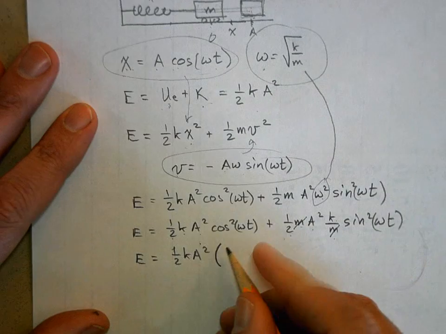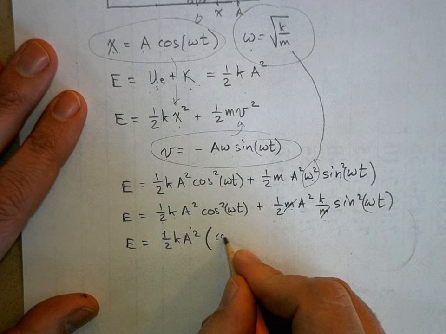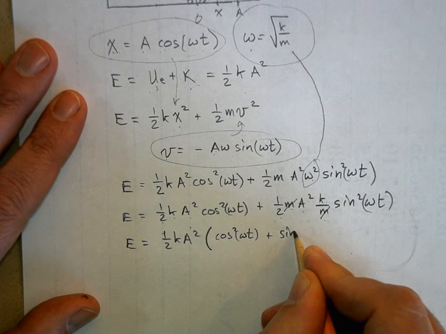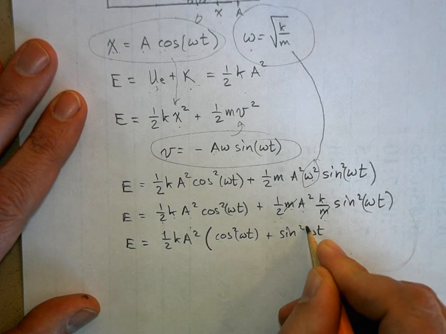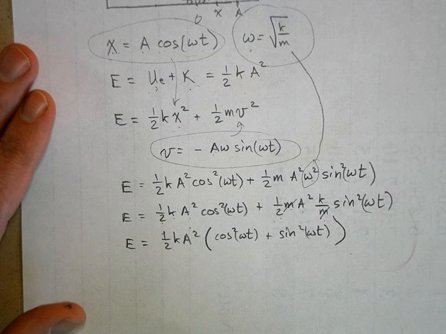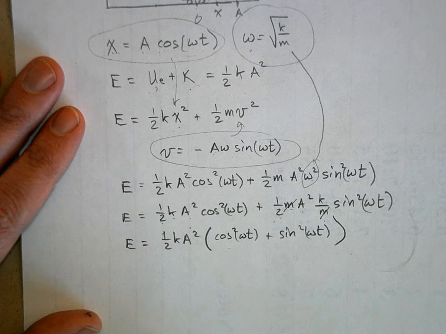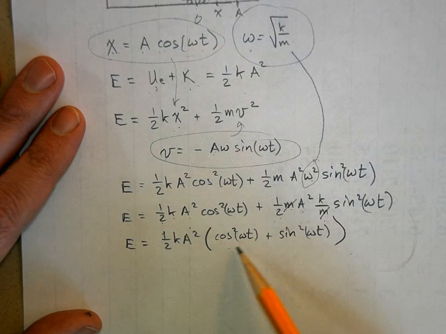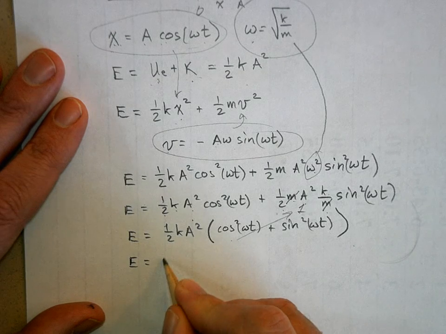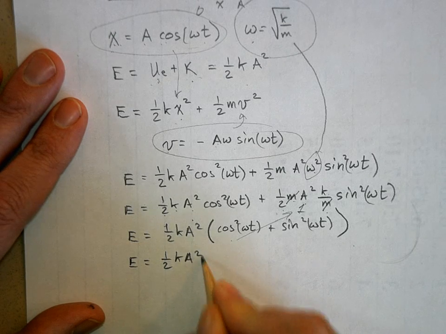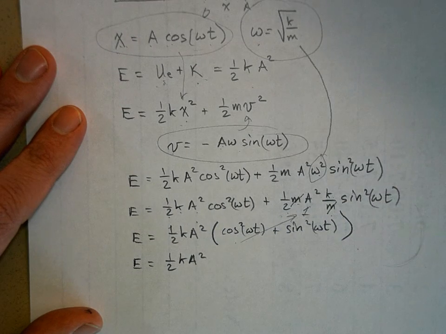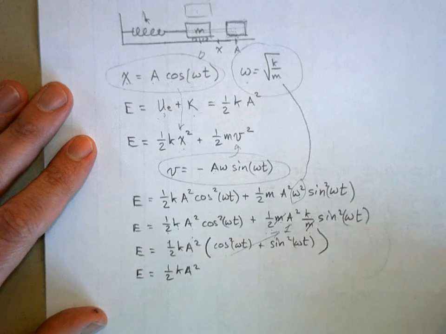And what's left is cosine squared omega t plus sine squared omega t, which is like the most important trig identity in the world. Cosine squared plus sine squared is 1. So what we're saying is that you end up with 1/2 K A squared. Well, darn tootin' you should. I mean, that's what we started with, right?